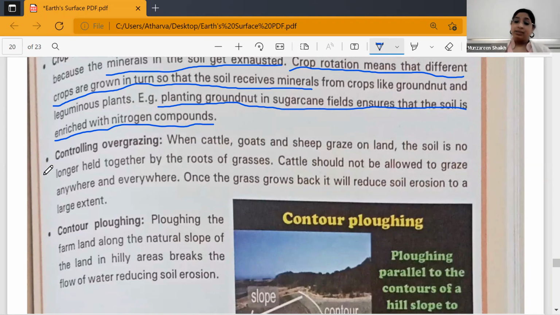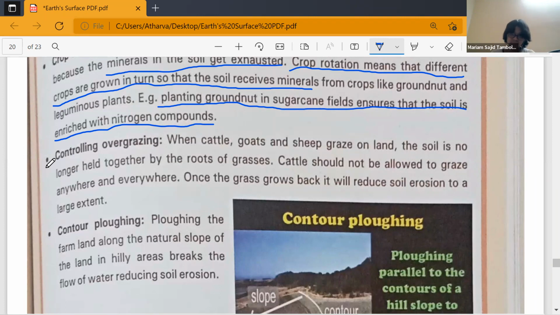Controlling overgrazing. Now, when cattle, goats, sheep graze on the land, the soil is no longer held together by the roots of the grasses. Do you all agree? Yes, ma'am. Due to their weight, and when they pull out the grass for eating, the plants get removed. Yes, they do it right from the roots of the grasses.